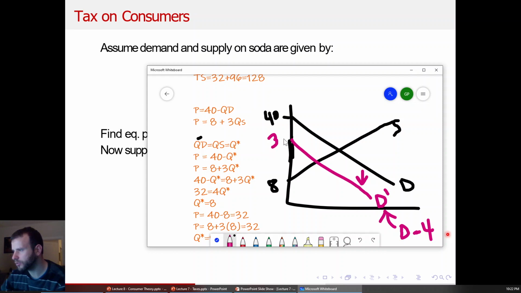Okay. So this should be 36. So essentially, I pay 36 to the producer, and I pay $4 later to the government. Okay. So my willingness to pay is going to be the same, essentially, but what I'm actually paying for the good up front is going to be lower, because I have to pay some of that to the government.